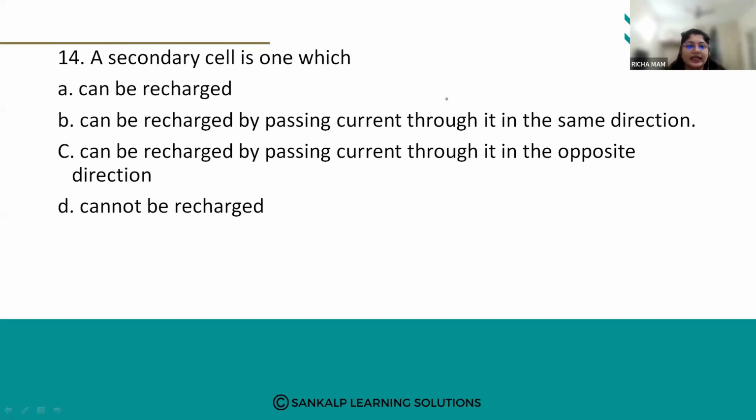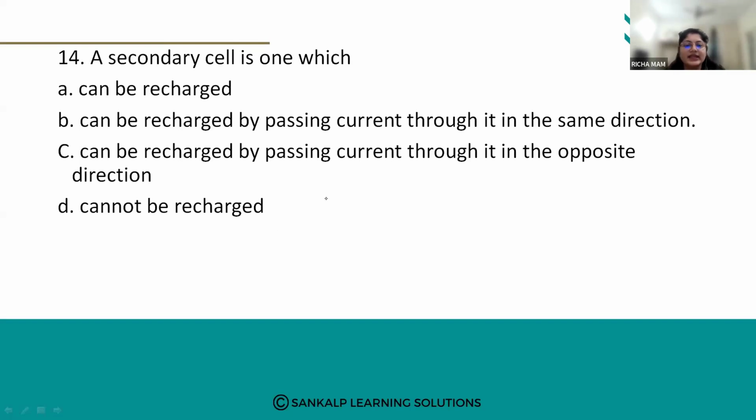Lubna has answered it as A, can be recharged. Lubna is saying a secondary cell can be recharged. Okay, but how is it different from the primary batteries? Primary batteries are fully charged, and once the power is over, you discard them right after use, right?